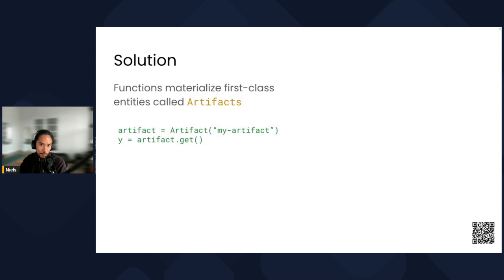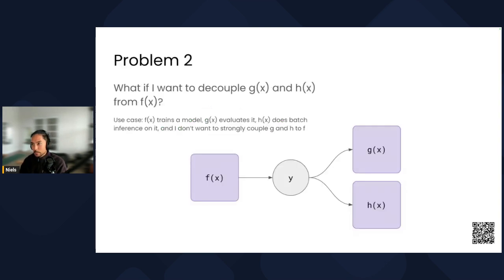So now instead of all of that code, I could simply, in a REPL or Jupyter Notebook, point to that artifact, my artifact, and get it. No referencing executions or anything like that. So that's problem number one.